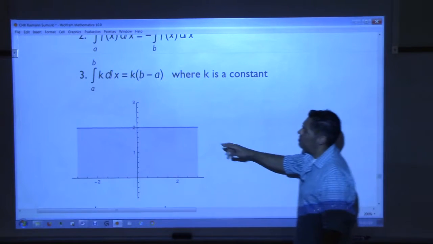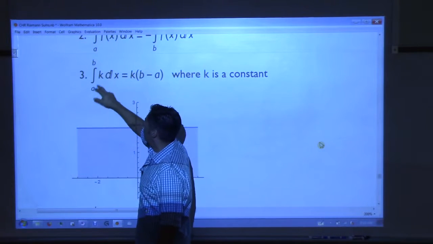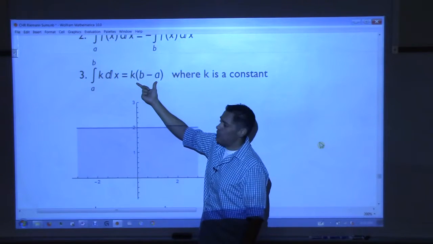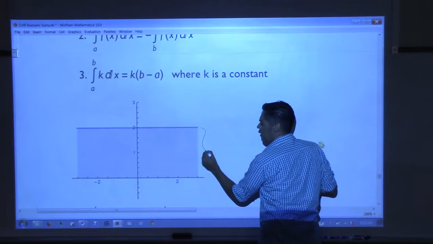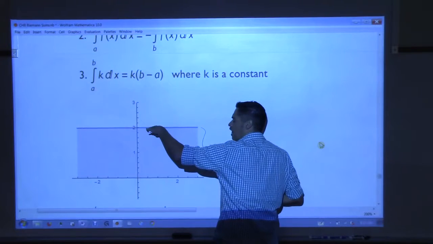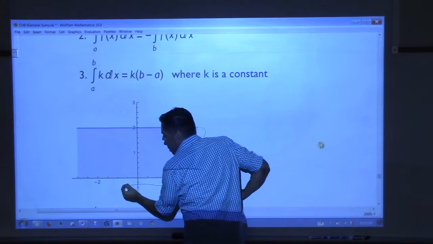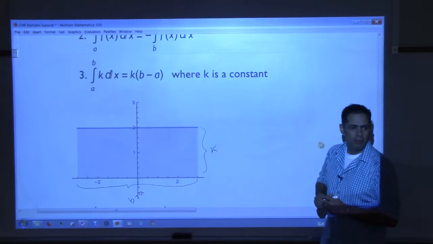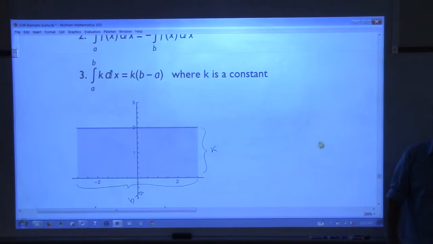If you integrate a constant function, and I'm using k here for a constant, then the answer is just this. And if you look at what this is, k is the height of the function, because it's a constant function. So it's k high, that's how high it is, right? And then the width of this, that right there, is b minus a. So it's just the area of that rectangle. It's the height times the width. Okay, you don't need to actually do any integration.